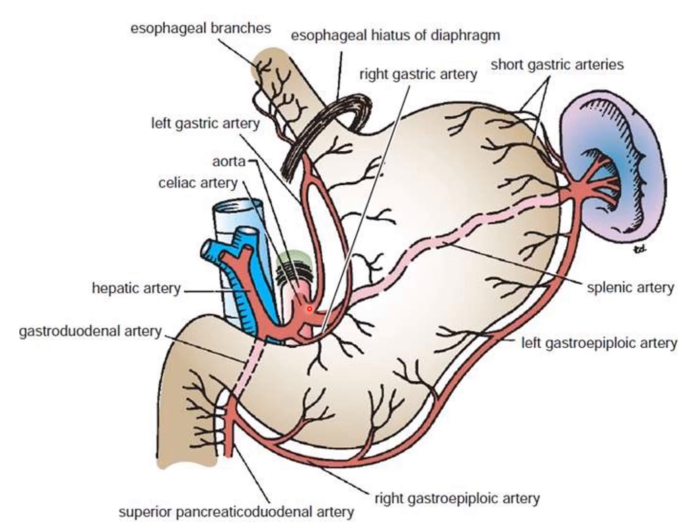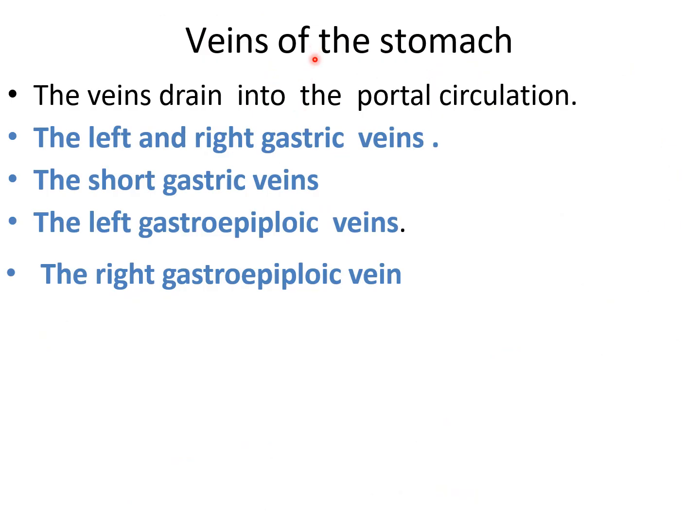In this image you can see the different arteries. This is the right gastric artery, short gastric artery, left epiploic artery, right epiploic artery and the gastroduodenal artery. The veins of the stomach include left and right gastric vein, short gastric vein, left gastroepiploic vein and right gastroepiploic vein. The veins are similar to that of the arteries. The veins follow the same pathway as arteries.